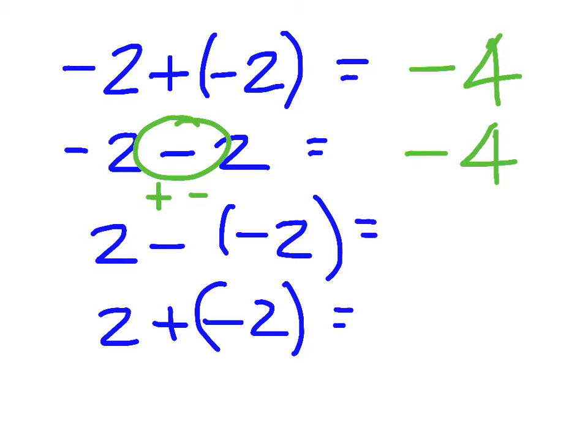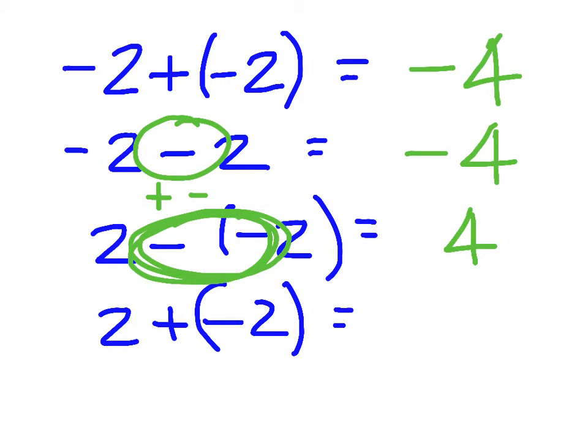Reinhardt, what's the answer to the third one? It's not going to be -4. Roberts, what's the answer to the third one? It should be 4. What happens to these two signs here? That's right, they changed to plus, so it's 2 plus 2, which is 4.